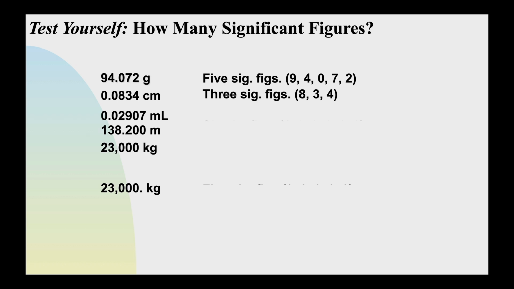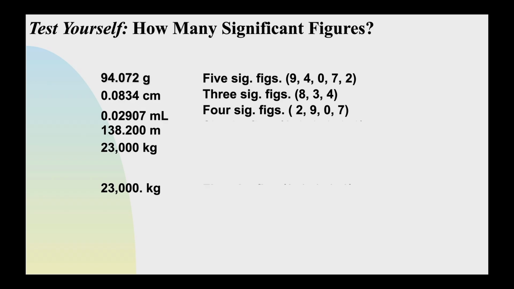The same for the next one. The initial zeros there are just placeholders telling you where you start. But the 0 between the 9 and the 7 was written for a reason. The 0 between the 9 and the 7 is significant. So that would be a 4 sig fig number. The 2, 9, that 0 in the middle, the 9, the 7, and the 7, all significant.